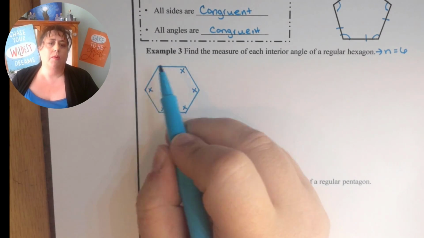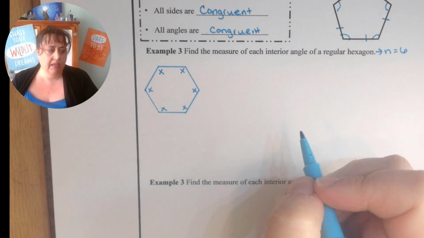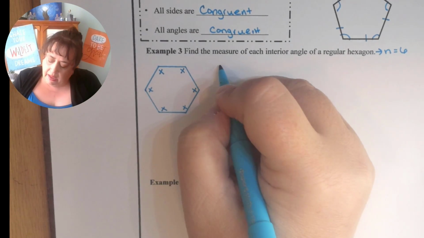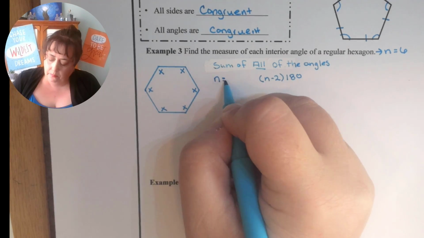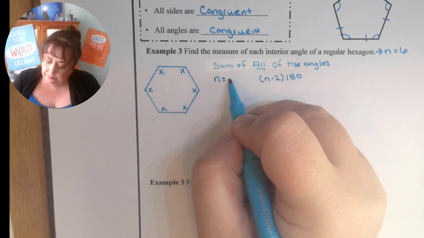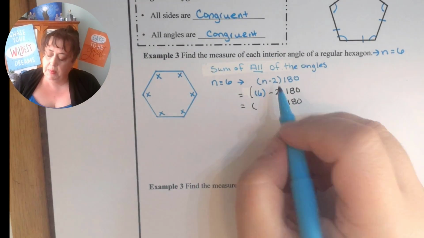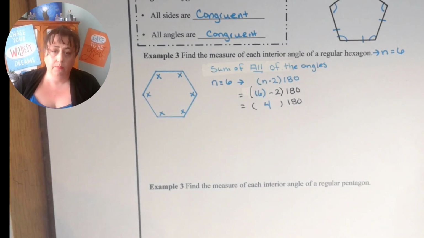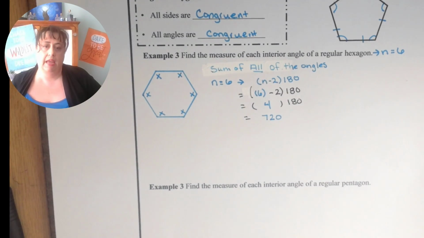So we start with, well, what do I know about the sum of all of them? We go back to the previous lesson where we know that all of the angles is n minus 2 times 180. n is equal to 6. So now n is 6. 6 minus 2 is 4. And 4 times 180 is 720. So that's all of the angles.